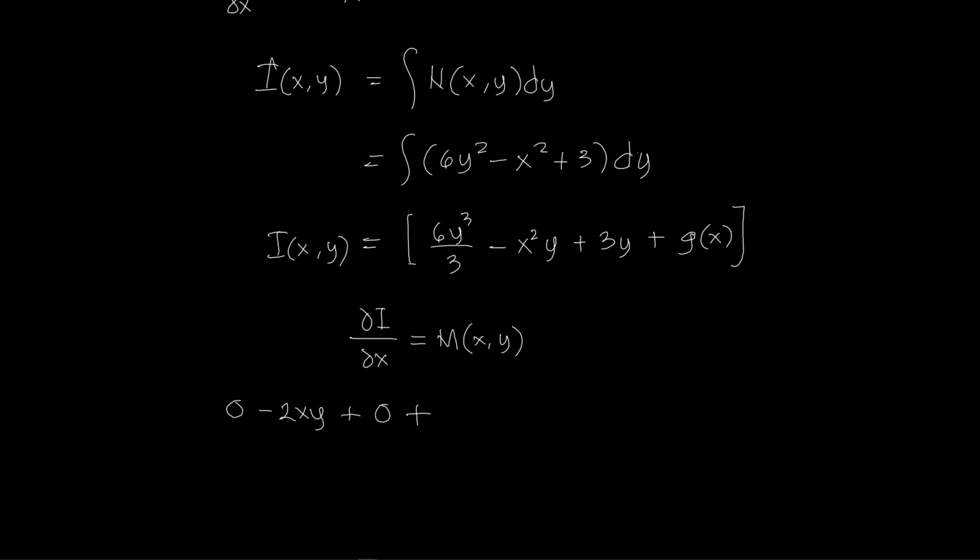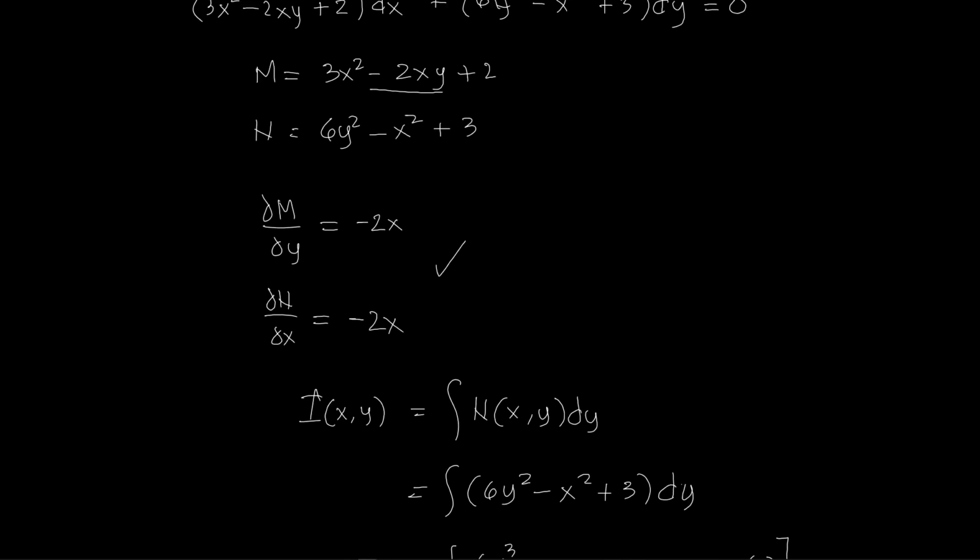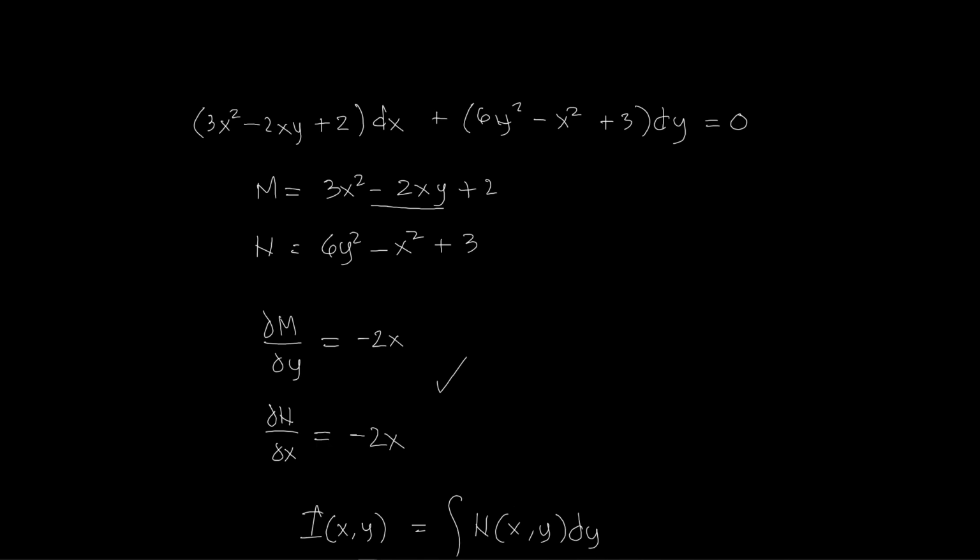Plus the derivative of g with respect to x, we write it as dg, the derivative of g with respect to x. It should equal M sub x of y, just like our M of x, y. So we have 3x squared minus 2xy plus 2.